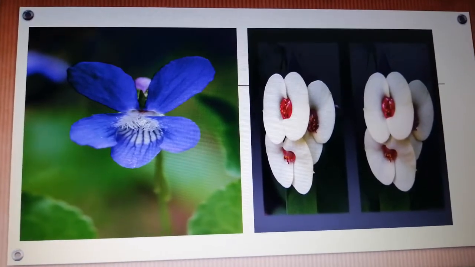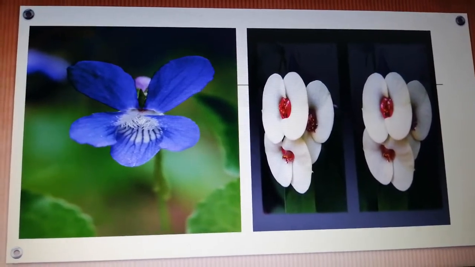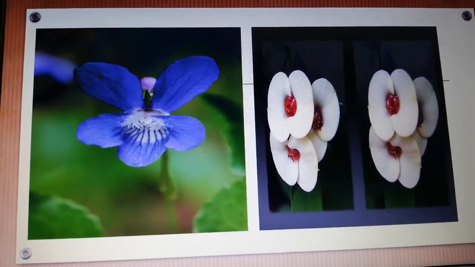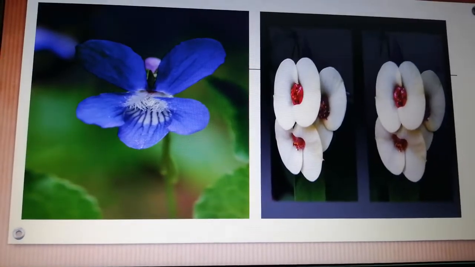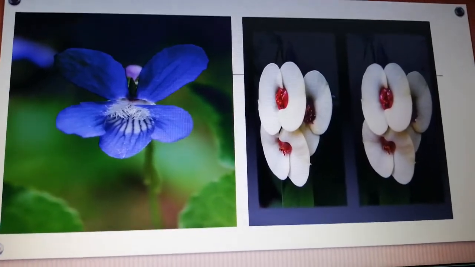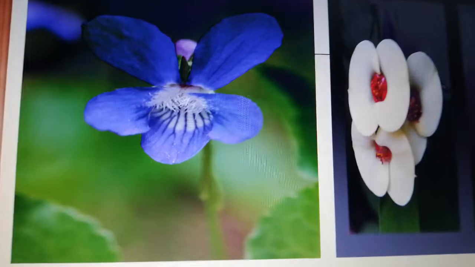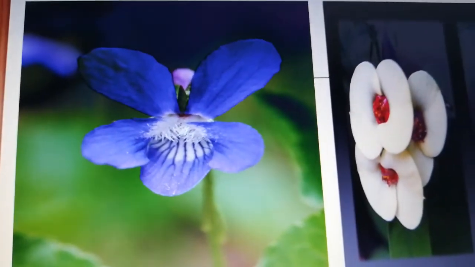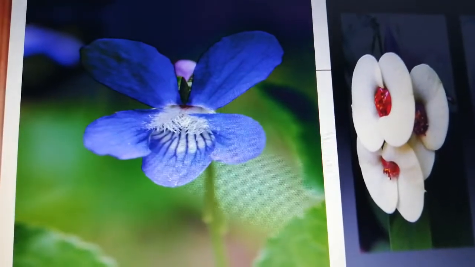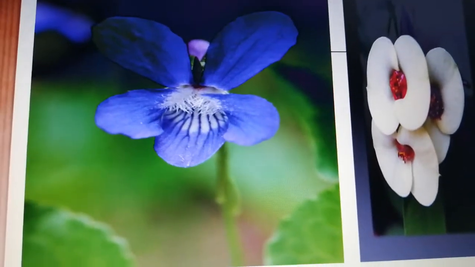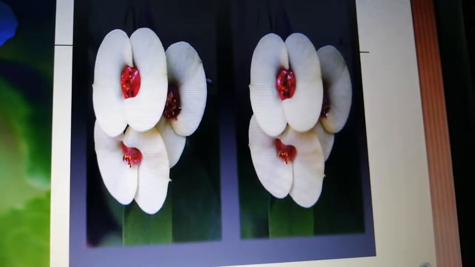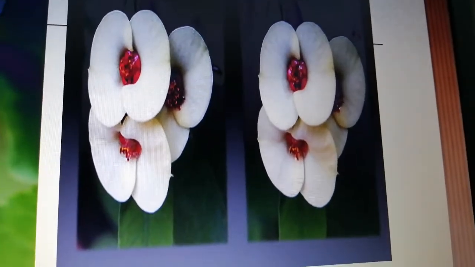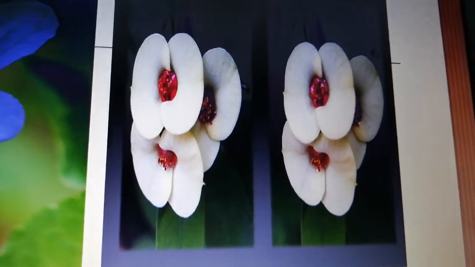For example, the flower in the first picture is an irregular flower. Why? Because the petals do not have the same shape. The petals in the first picture look different. So this flower is an irregular flower. However, in the flower in the second picture, all the petals look similar. So we call this flower a regular flower.